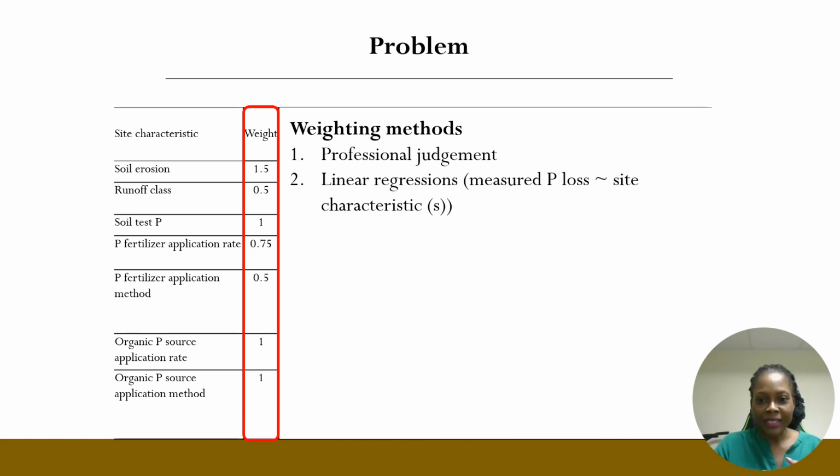As the phosphorus index is continually being evaluated and improved, its weights have come under scrutiny. One, because some PIs used professional judgment to assign their weights, and two, for those that used measured P-loss data, they used linear regressions, which means that in the grand scheme of things, the real-world synergistic and antagonistic effects among phosphorus source and transport factors were not considered.